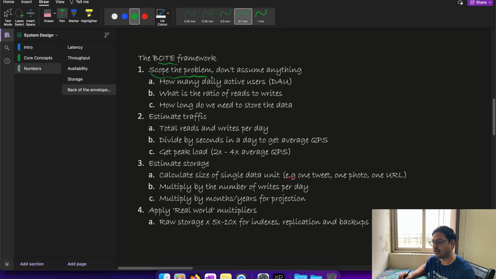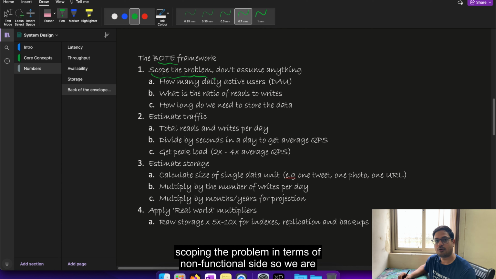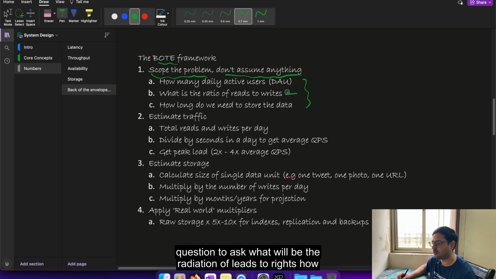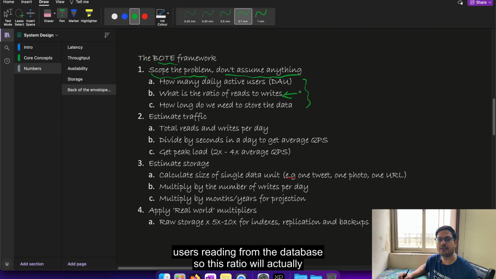So here we are looking at scoping the problem in terms of the non-functional side. So we are trying to ask different questions. We will not assume anything. We will ask different questions to any stakeholder or interviewer, things like: how many daily active users are you estimating, how many monthly active users, and what will be the growth of these users, and so on. And this is another important question to ask: what will be the ratio of reads to writes? How often is the system writing to the database, and how often are users reading from the database?